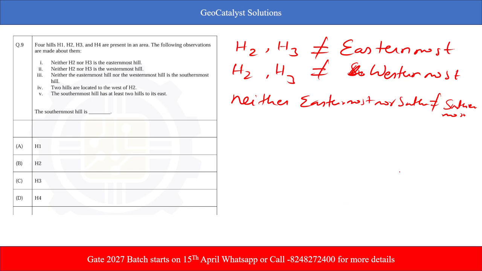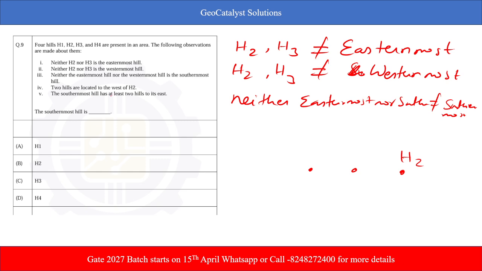So now we can start drawing. So suppose this is H2. Two hills are located to the west of H2. So this is west of H2. So here two hills are located. We don't know which is H1, H4. We don't know anything. So let's draw this.